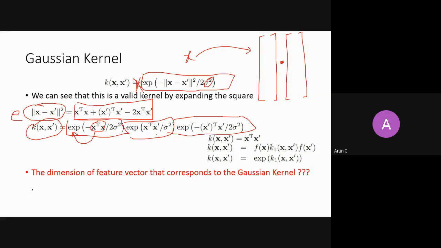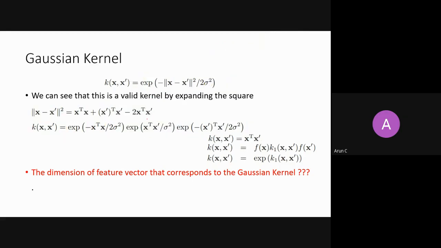But if somebody asks whether you can show that you can project it into infinite dimensions, how will you see this as a projection? You just expand this exponential series. So you see it here like this: exponent of x transpose y. Rather than x dash, I will write y so that it is easy to see. If you expand this exponential series, you will get this.